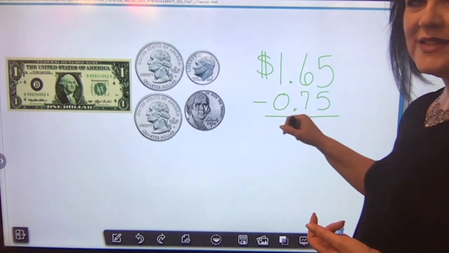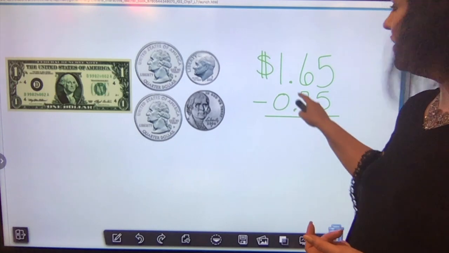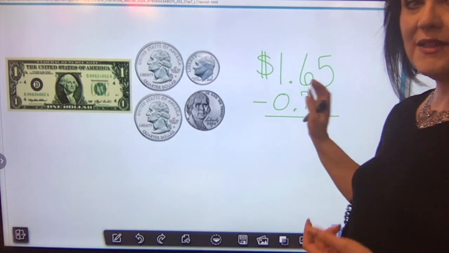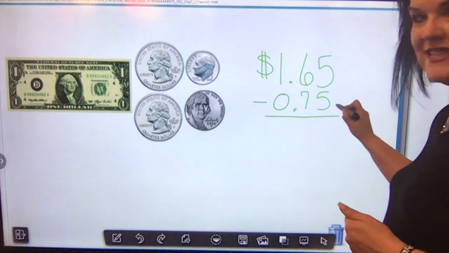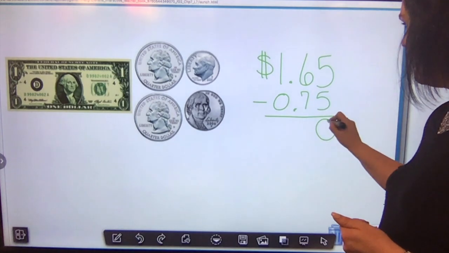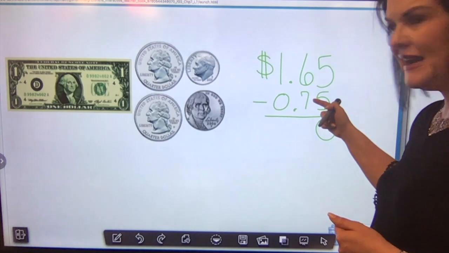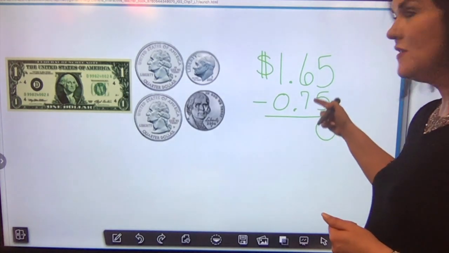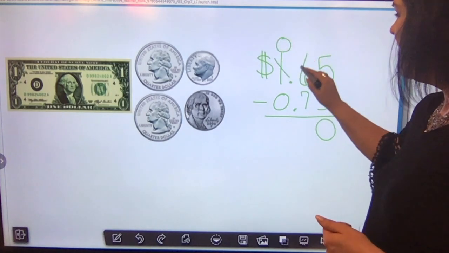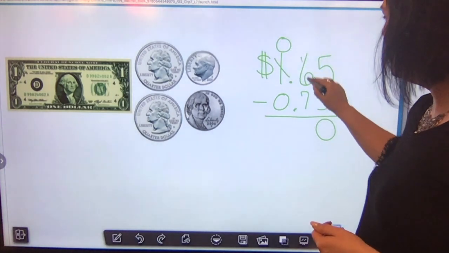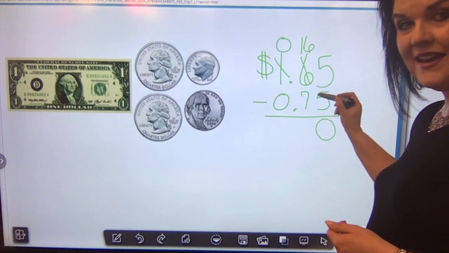So did you notice I did put a 0 there? Because it still has a place value. Even though we don't have anything there, there's still a place value for it. So let's go ahead and subtract. All right, so 5 minus 5, we know that's 0. 6 minus, can we do 6 minus 7? No, we cannot. So we're going to go next door. This becomes 0, and we add 10 more. So when we add 10 more, that becomes 16. 16 minus 7 is 9.